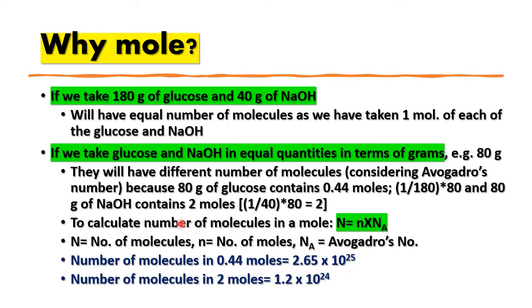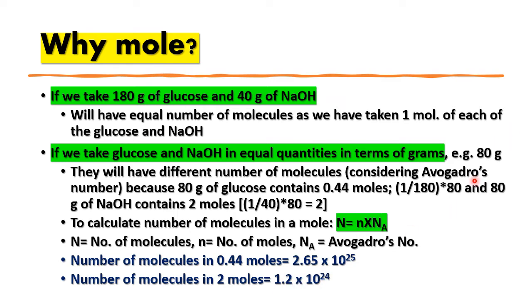Now we can calculate the number of molecules in a mole, and I mentioned earlier as well that molecules are what we are interested in because of the molecular interactions. So this is the formula: capital N equals n times NA. So this is the number of molecules, this is the number of moles, and this is Avogadro's number. By applying this simple formula over these calculations, you come up with this number of molecules in glucose and this number of molecules in sodium hydroxide.